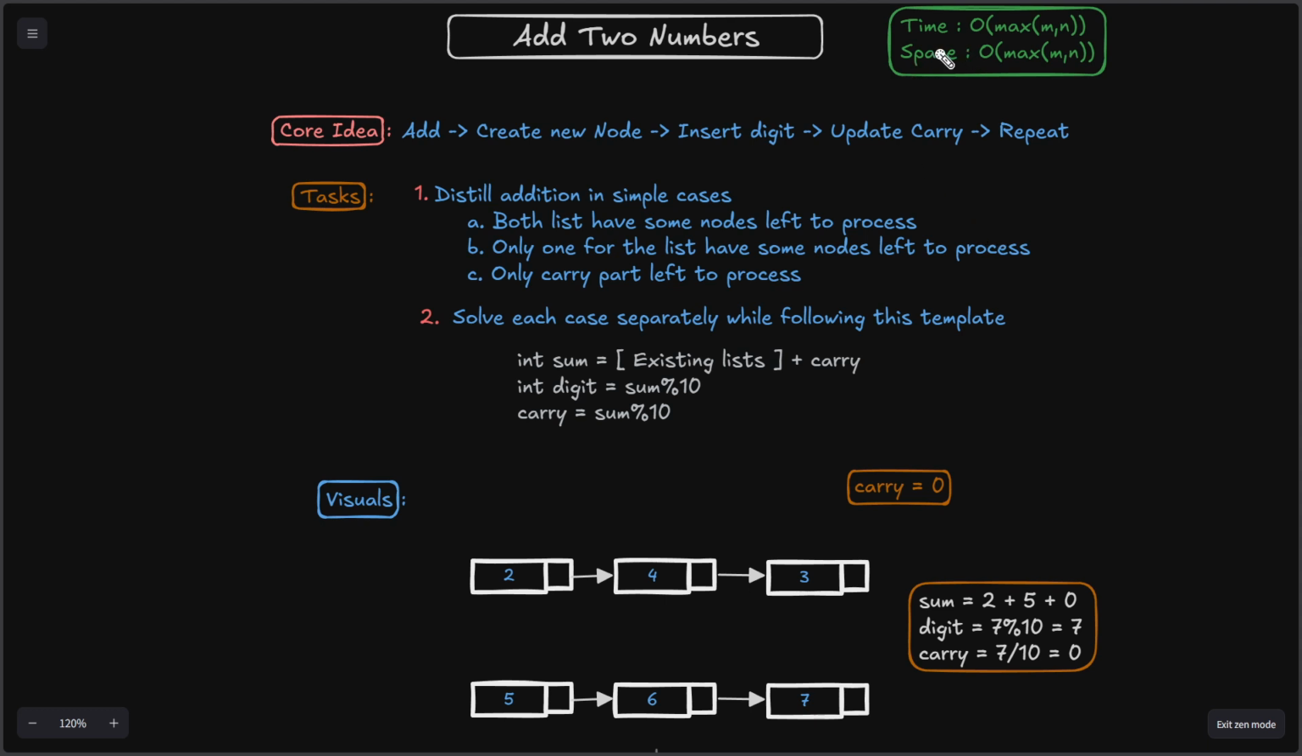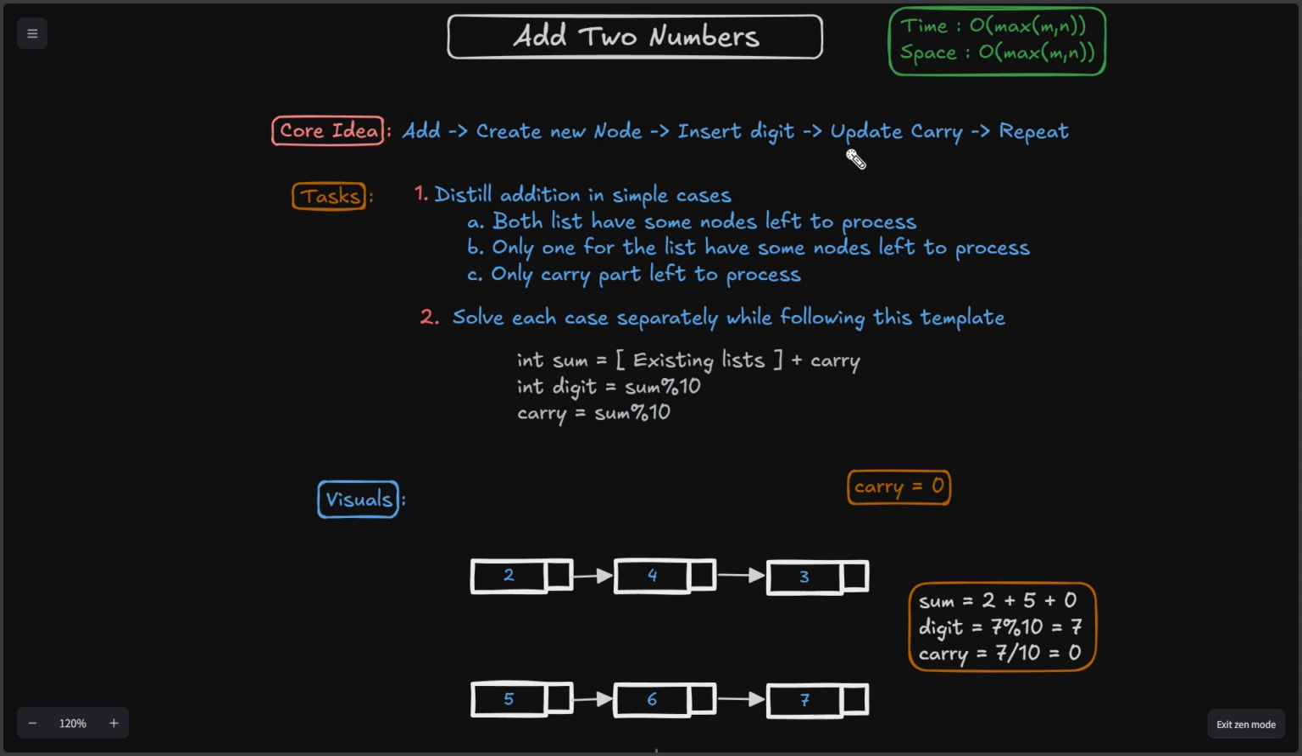This method is going to take a time complexity of maximum of m or n, whichever linked list is bigger, and space complexity same as the previous one, maximum of m or n. The core idea behind all of these methods is almost the same, because basically we are adding two numbers. The caveat is that we have linked lists in place of directly integers. That only creates a bit of a problem while adding these numbers. So the core idea is, first we add, then we create a new node, insert this digit, then update our carry, and repeat this process till we hit a certain case.